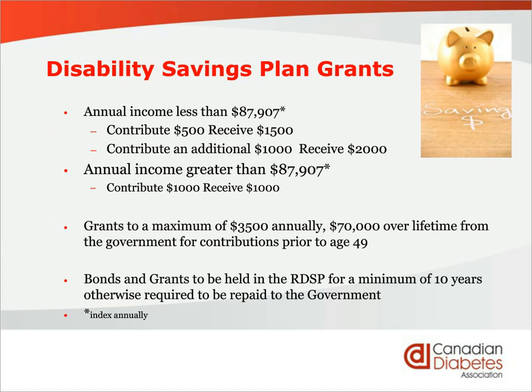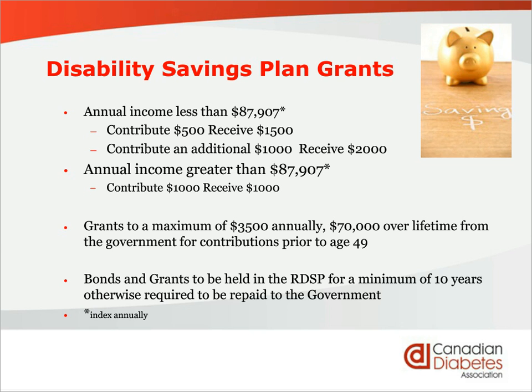The disability savings plan grants have different thresholds. So for every contribution that I make into the disability savings plan, if I make a contribution of $500, I receive $1,500. If I make a contribution of $1,000, I receive $2,000, or a total annually of $3,500 for a contribution of $1,500, provided that my annual income is less than approximately $88,000.